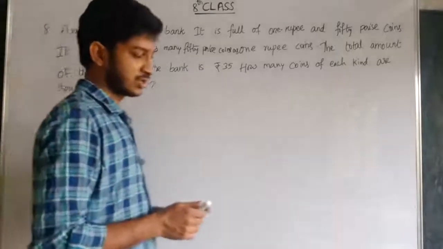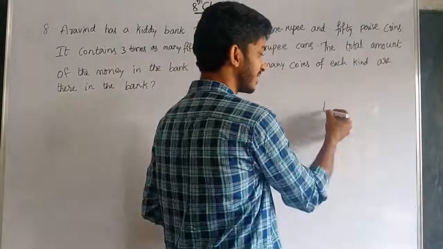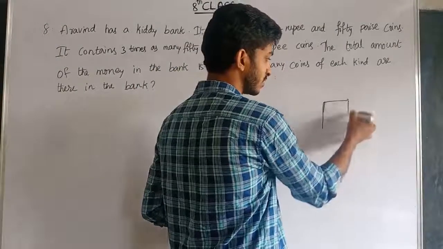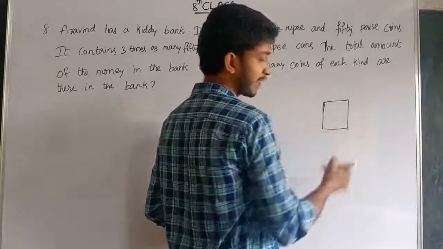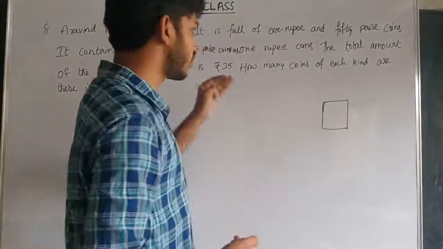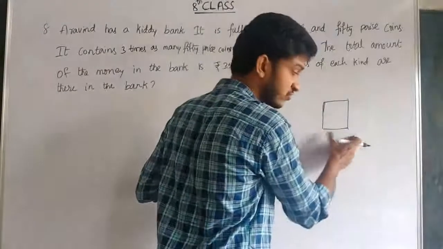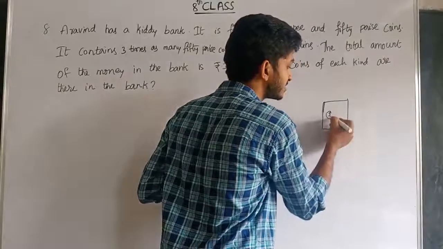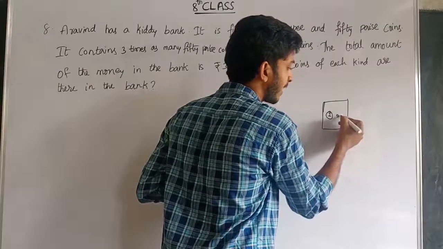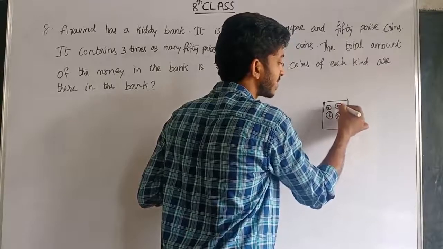So what is in the question is Arvind has a kiddie bank, like a pot or anything. It is full of 1 rupee and 50 paisa coins. So this kiddie bank is full of 1 rupee coins and 50 paisa coins like this.